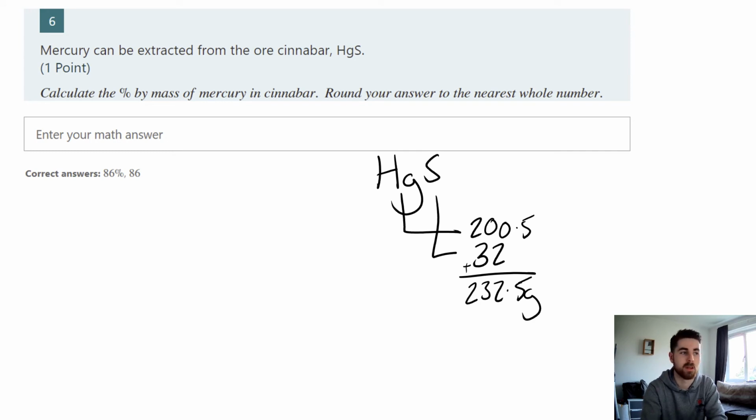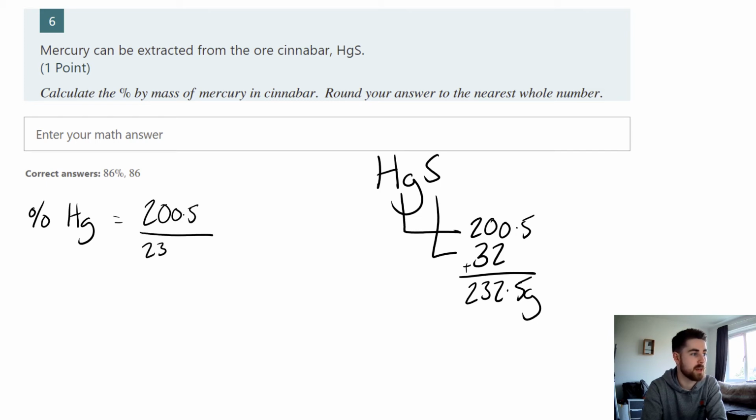It's the GFM. If we want to know the percentage of mercury in this compound, the percentage by mass, what we do is we take the mass of mercury, which is 200.5, we divide it by 232.5, which is the GFM, the total mass of the compound, and we multiply it by 100 to figure out the percentage, and that gives us an answer of 86%, rounded to the nearest whole number.